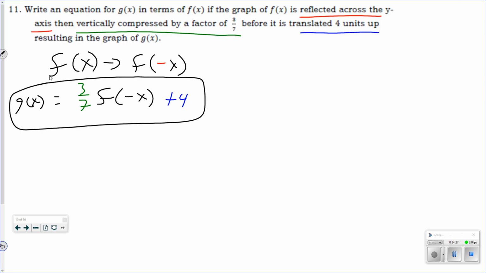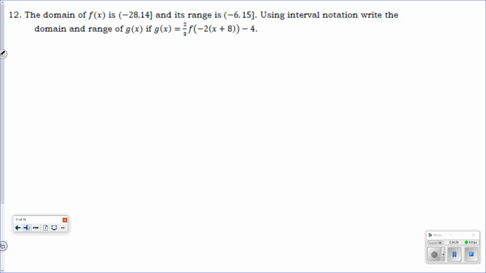Let's just keep going. 12. The domain of f of x is [-28, 14]. Its range is [-6, 15]. Using interval notation, write the domain and range of g of x if g of x are these transformations on f of x. So this is very similar to a quiz problem that a lot of people have trouble with. I get it. It can be a little confusing.